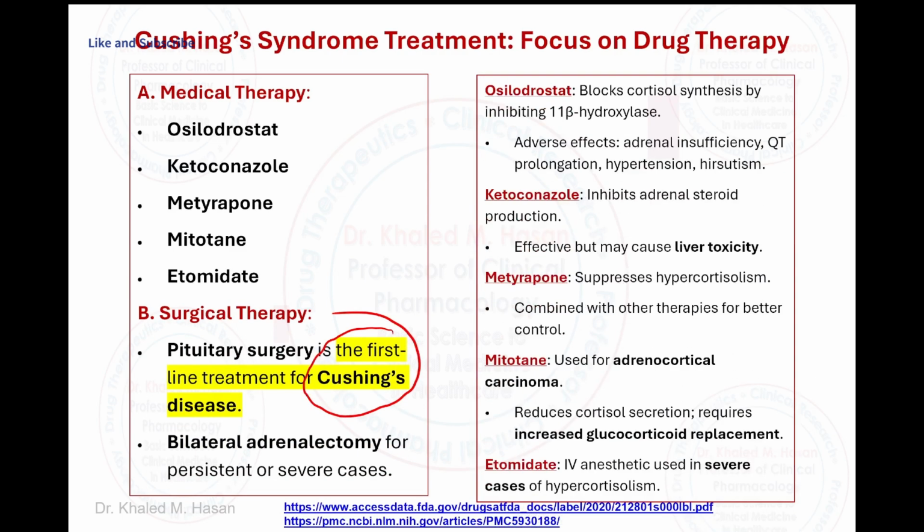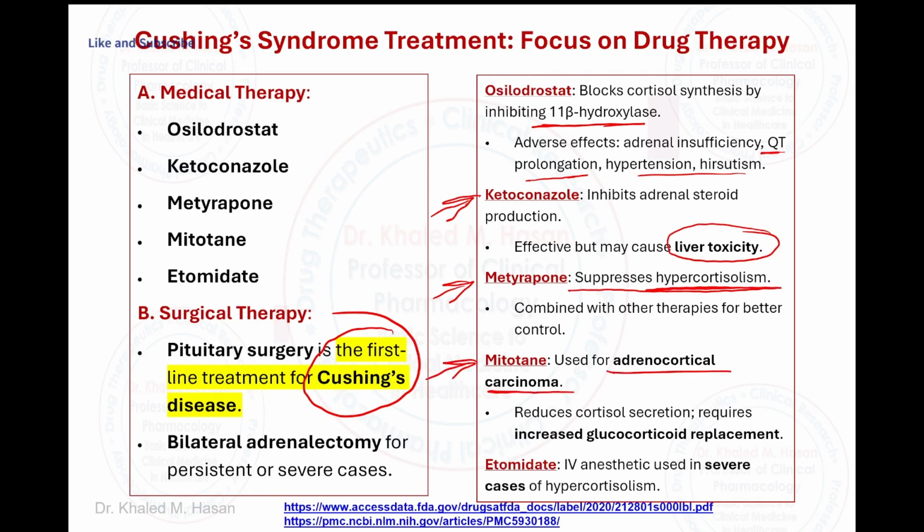More information here about osilodrostat. It blocks cortisone synthesis by inhibiting 11 beta hydroxylase. This medication may cause QT prolongation, hypertension, and hirsutism. Ketoconazole is another option for treatment, but we are reminded that ketoconazole may cause liver toxicity. Then we have metyrapone, which inhibits or suppresses hypercortisolism. We have mitotane, used for carcinoma, considered an anti-cancer medication.